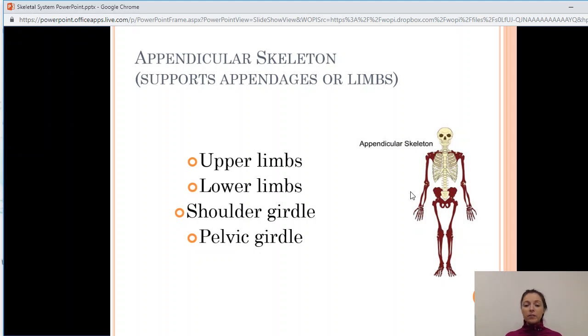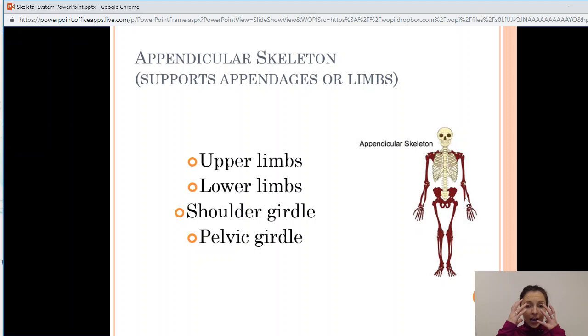Appendicular skeleton supports the appendages or the limbs. So upper limbs, which is just the arms, and the lower limbs. The shoulder girdle, you can't see here because it's around the back, but the shoulder girdle is the clavicle, which is also known as the collarbone, and in and around to the scapula or the shoulder blade. Okay, so that's that extension there. Pelvic girdle is just those pelvis bones there and the bones within the pelvis.